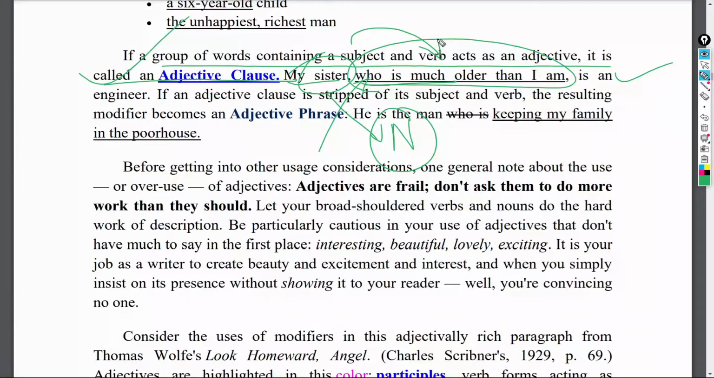तो अभी देखते हैं adjective phrase क्या होता है. If an adjective clause is stripped of its subject and verb, the resulting modifier becomes an adjective phrase. देखिए कितना इंटरेस्टिंग है.